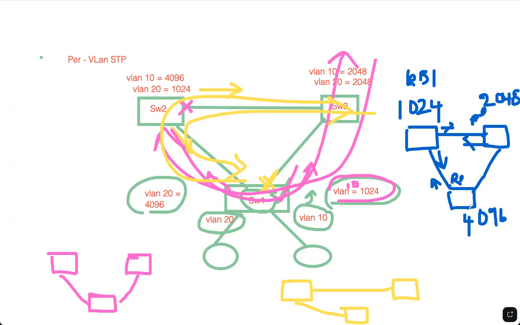Now we have only one link. Now tell me which port, which side will be blocked? Switch 2, the one which has the highest priority number. So the port opposite to the root bridge will be blocked. This port will be blocked. This port will be allowed. Correct? Yes. That's what I have done. If I remove this link, this is the same as this one. Okay.